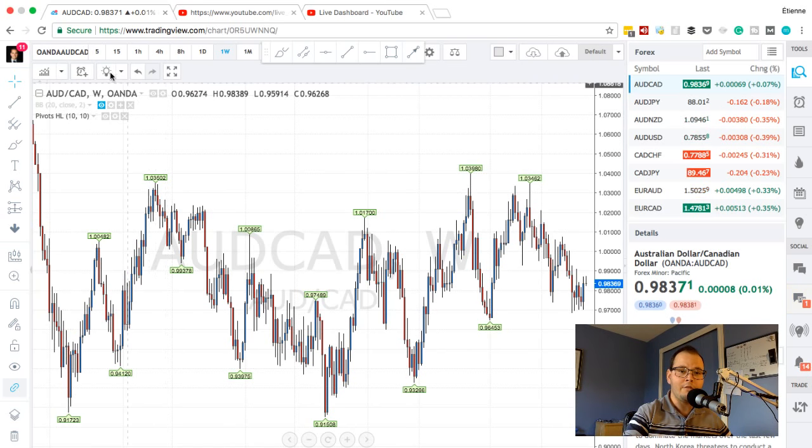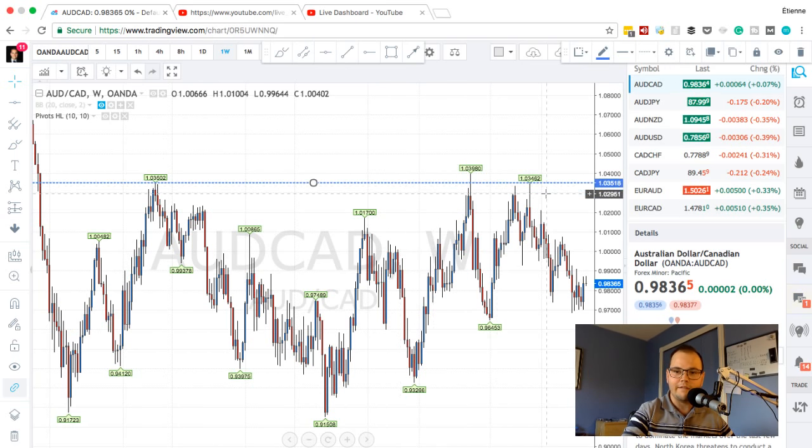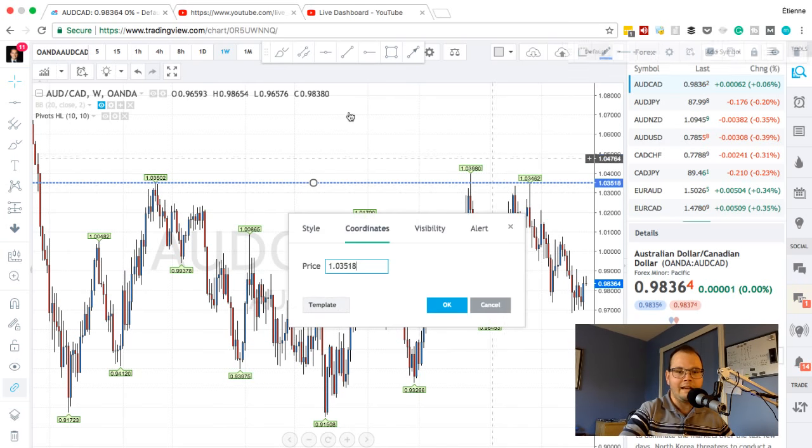So let's say I'm going to identify a zone. I'll go back to the comments pretty soon. But let's say we identify this zone. We have these three highs. That's going to be my major zone. I've put the zone at 1.035. I could put this one at 1.04 or 1.03.